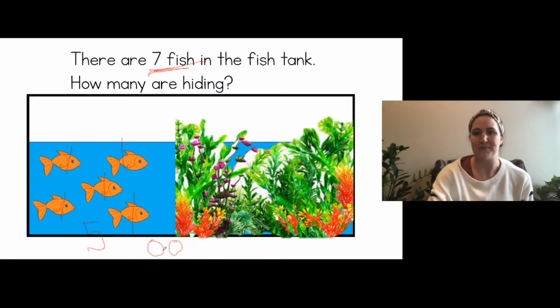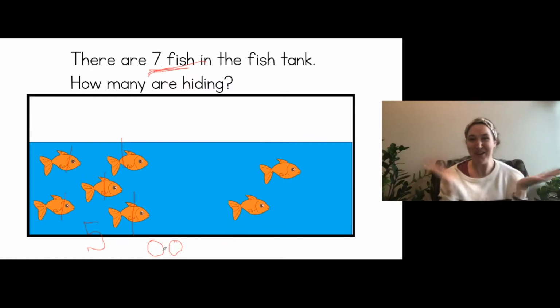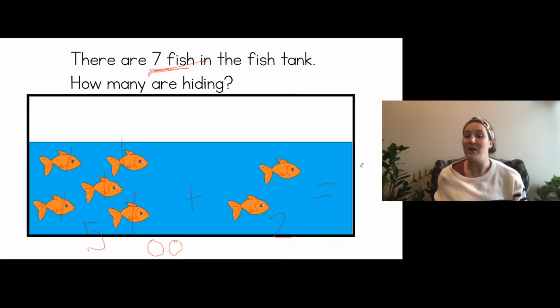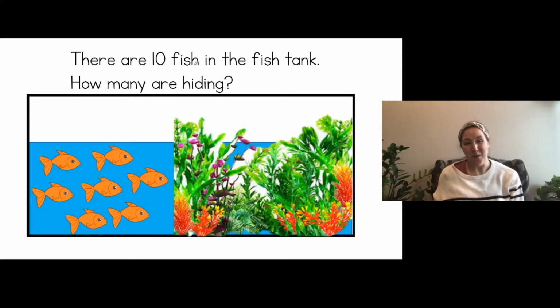Let's see. 2 were missing. We were correct. 2 fish were hiding behind that bush. So we could say that 5 fish plus the 2 fish that were hidden equals 7 altogether. Okay, let's do one more together and then you can do some by yourself.